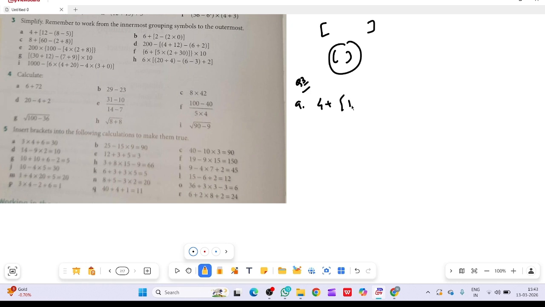So question number 3 is A. 4 plus 12 minus 8 minus 5. As I told you, you have to first perform 8 minus 5, then the big bracket, and then plus 4. So this is equal to 4 plus 12 minus 3, which is equal to 4 plus 9, which is equal to what? 13.